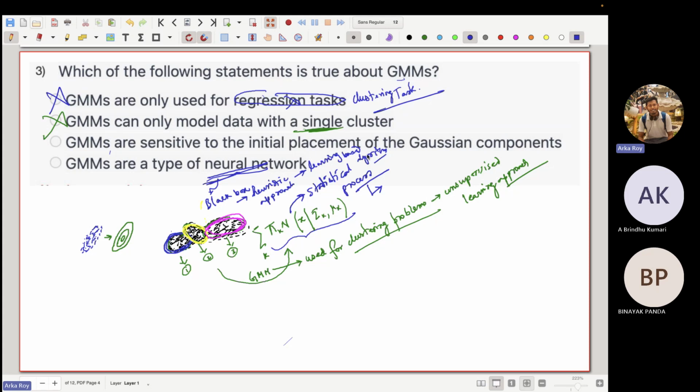So there is nothing called a black box type of feature in case of Gaussian mixture model. Rather, in neural network, I cannot explain how the neural network is learning, because we are using some sort of heuristic based method. Thereby GMMs are not neural network based methods, because we have a deterministic mathematical approach, and in general that mathematical approach leads to the statistical process. Therefore, this is also incorrect. So by elimination, you can see that option C is the correct answer.